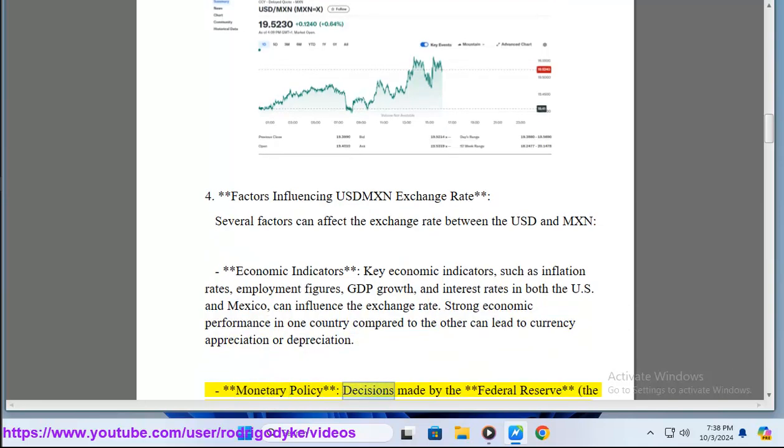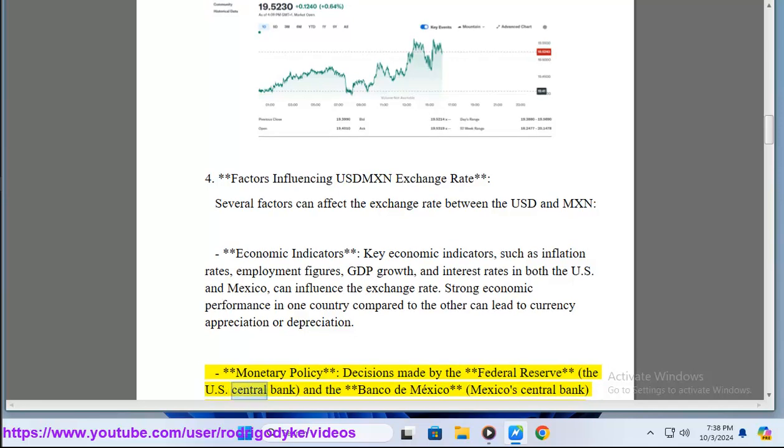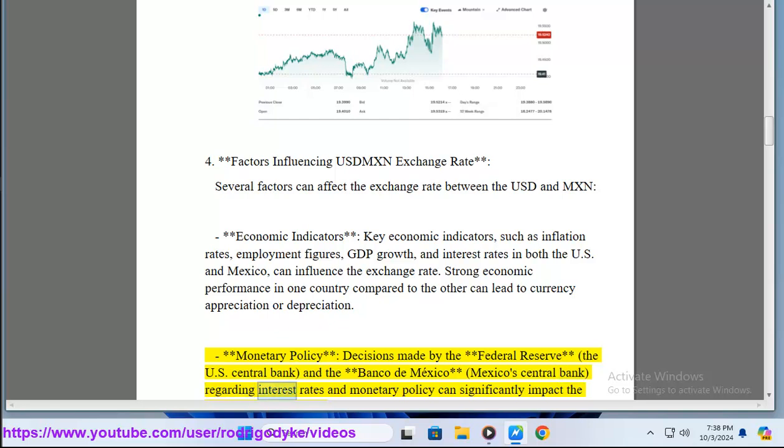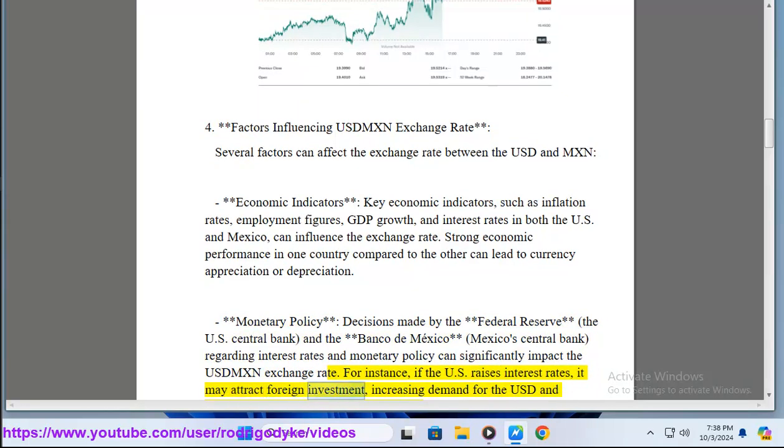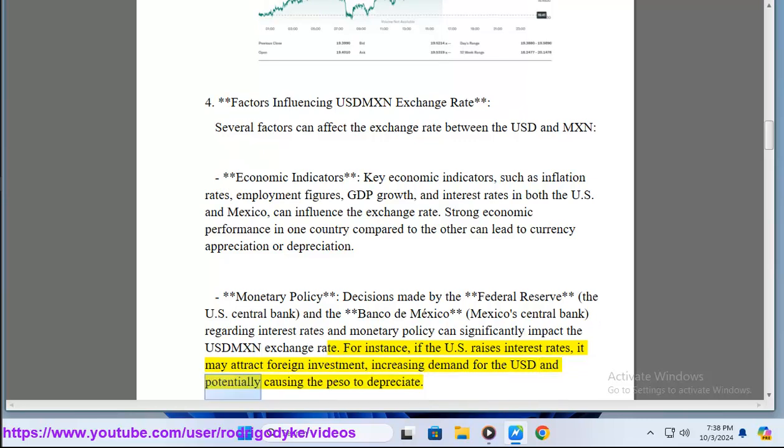Monetary policy. Decisions made by the Federal Reserve, the U.S. Central Bank, and the Banco de Mexico, Mexico's central bank, regarding interest rates and monetary policy can significantly impact the USDMXN exchange rate. For instance, if the U.S. raises interest rates, it may attract foreign investment, increasing demand for the USD and potentially causing the peso to depreciate.